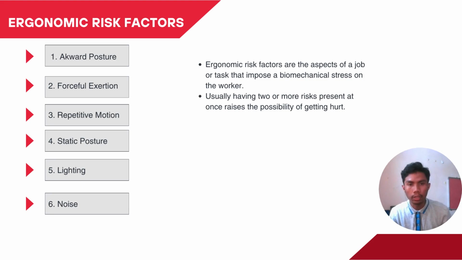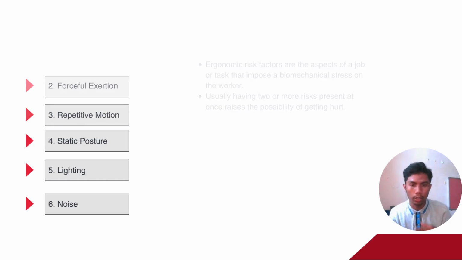As we know, ergonomic risk factors are the aspects of a job or task that impose a biomechanical stress on the worker. Usually, having two or more risks present raises the probability of workers getting injuries. For the assessment that we did on the car wash, we identified 6 ergonomic risk factors, which are awkward posture, forceful exertion, repetitive motion, static posture, lighting, and lastly noise.